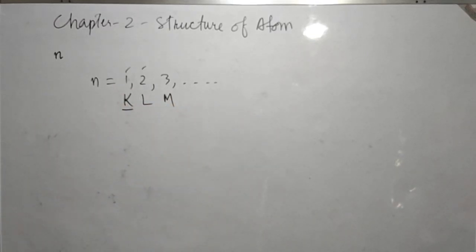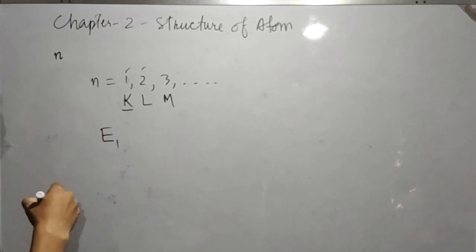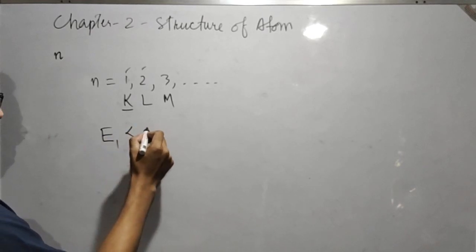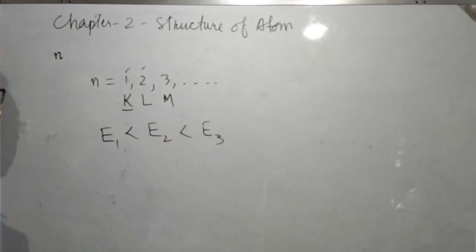Now when we talk about the energies of each level, the energy of each level increases with the increase in the number of energy levels or shells. So the order of the energy will be, suppose this is the energy of the first level, the order will be of this.